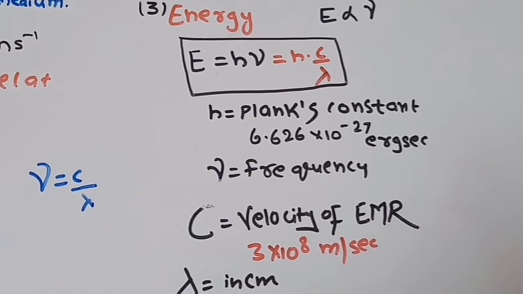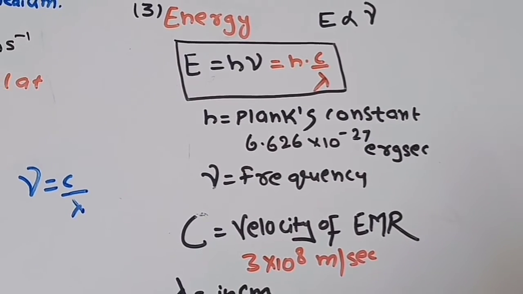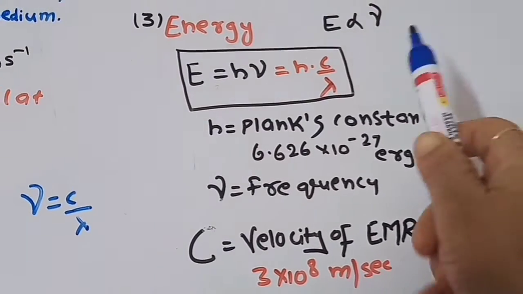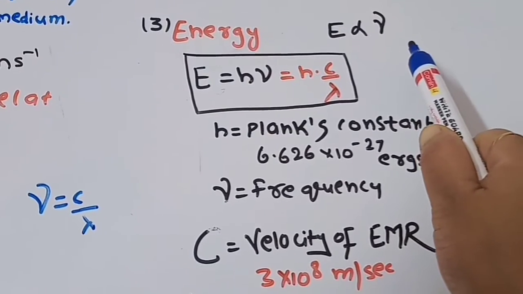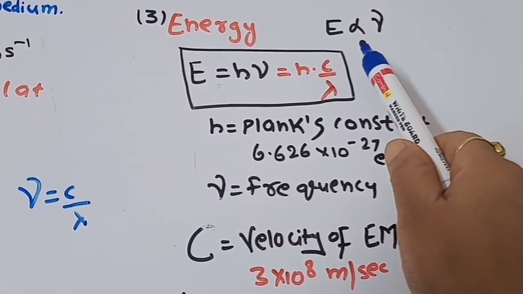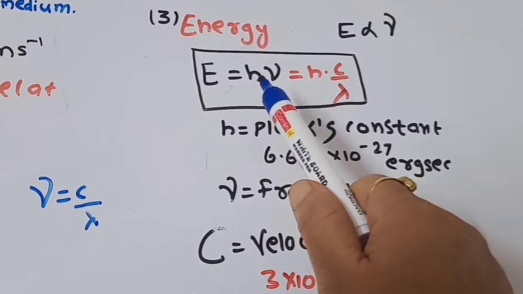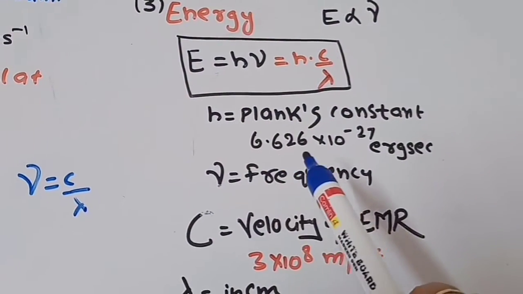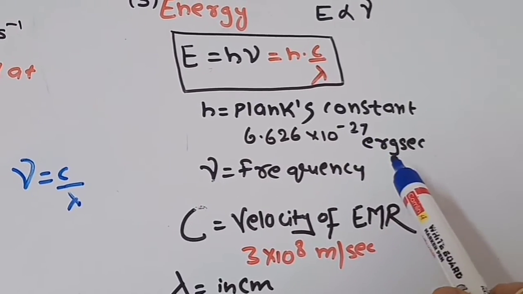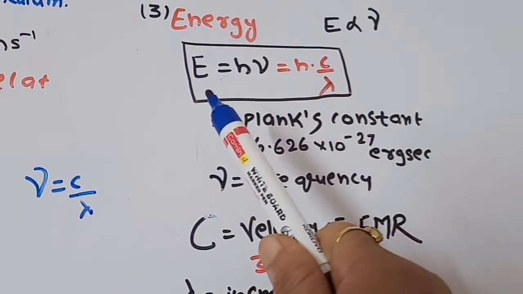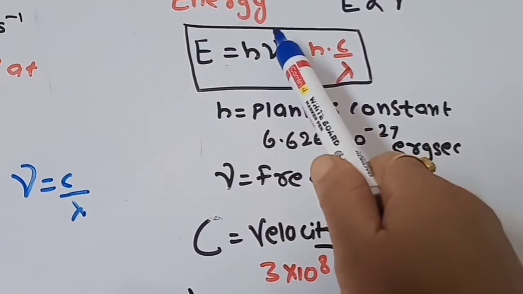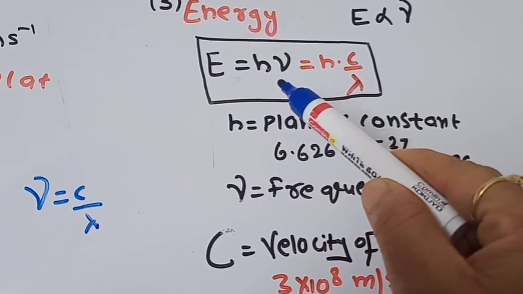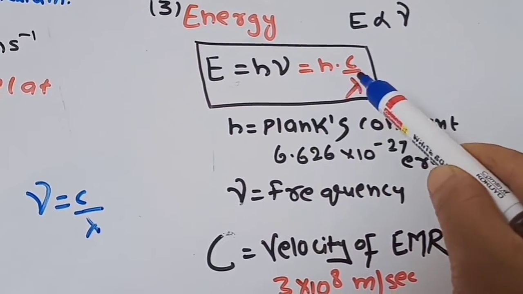Our next characteristic of the wave is the energy. Every wave is associated with a definite amount of energy, and energy is directly proportional to the frequency. By removing the proportionality sign, we can introduce h. So E equals h nu, where h is Planck's constant, and its value is 6.626 into 10 to the power minus 27 erg second. We can also write this relation by putting the value of nu: nu equals C upon lambda, so E equals h nu equals h into C upon lambda.